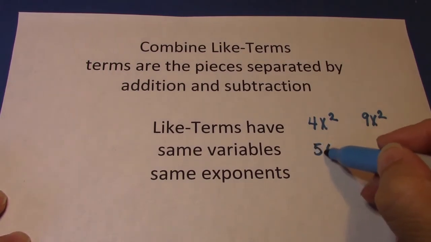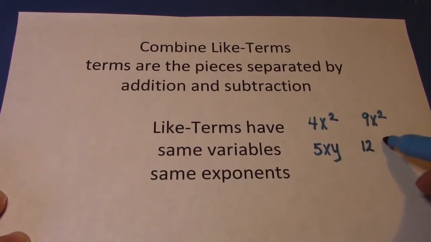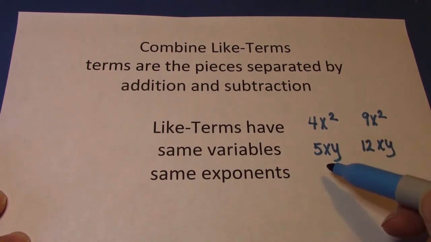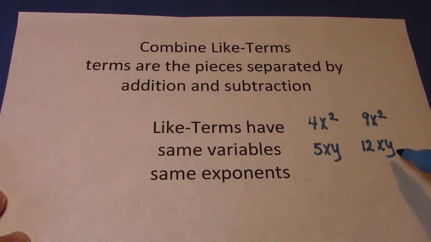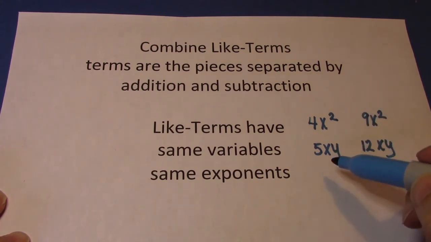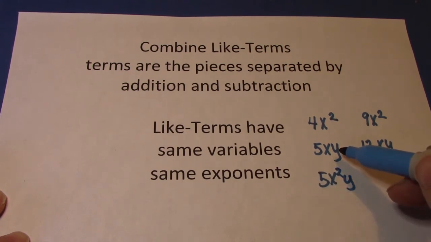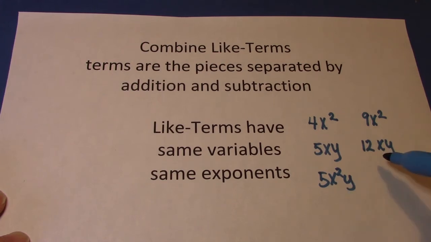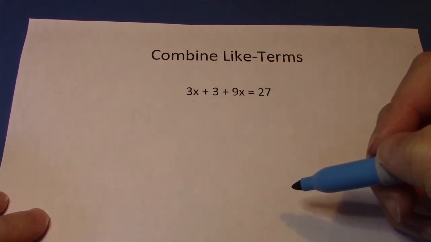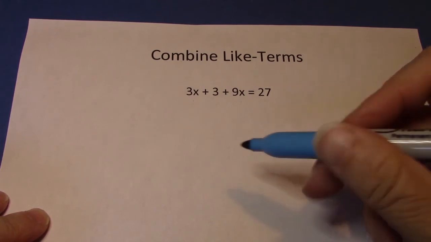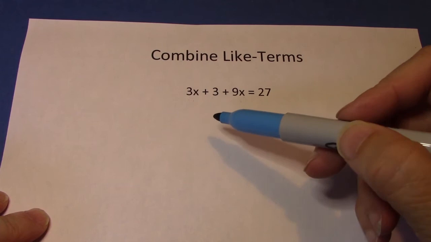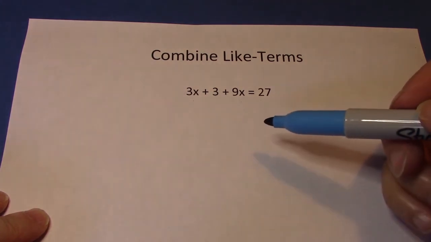So 5xy and 12xy are also like terms. They have the same combination this time of variables, and they're both to the same powers. But 5x squared y is not the same, it's not a like term with 5xy. So when we're solving equations, combining the like terms is almost always a good first strategy. So consider this example, 3x plus 3 plus 9x equals 27.